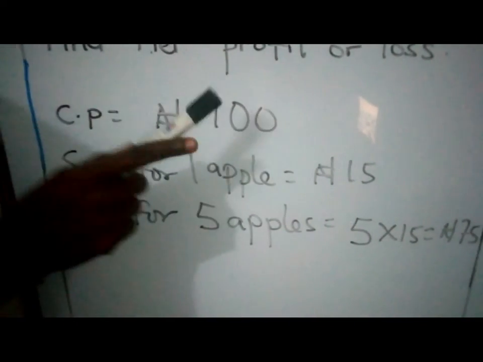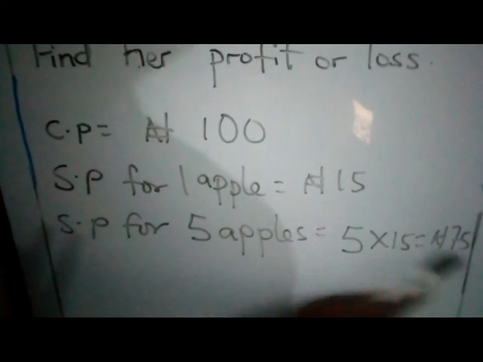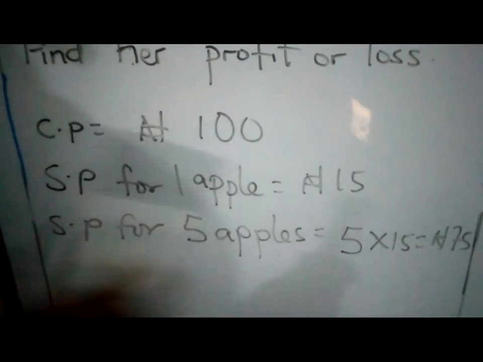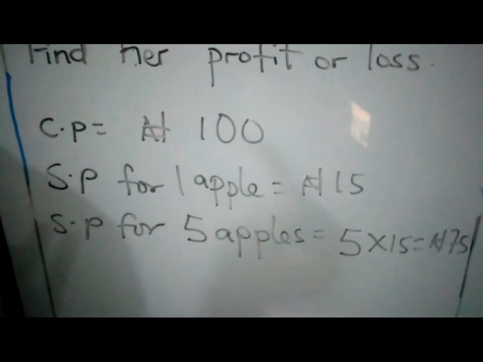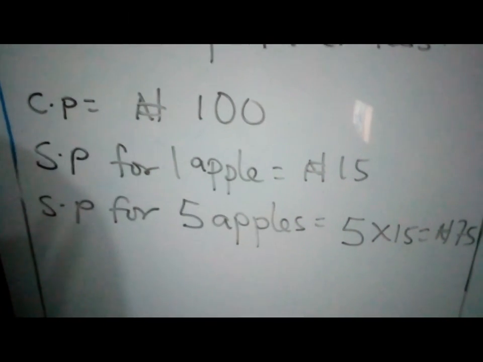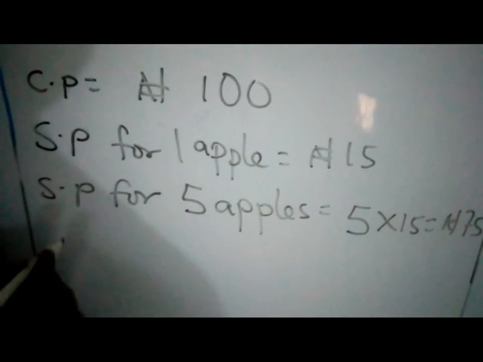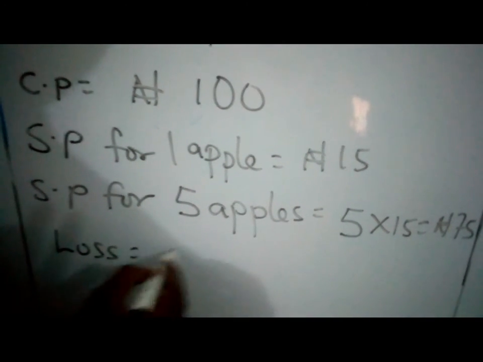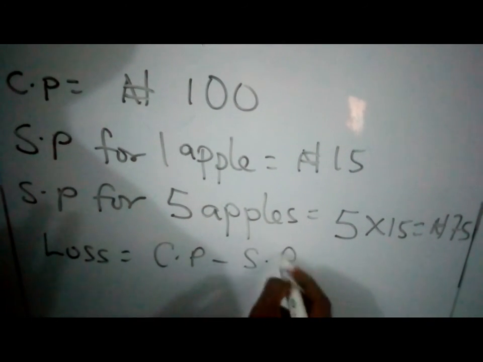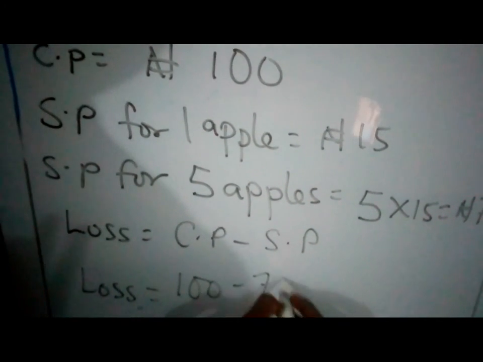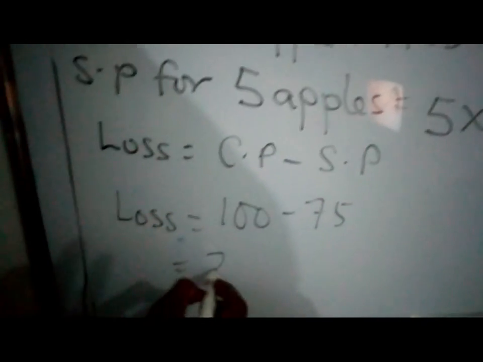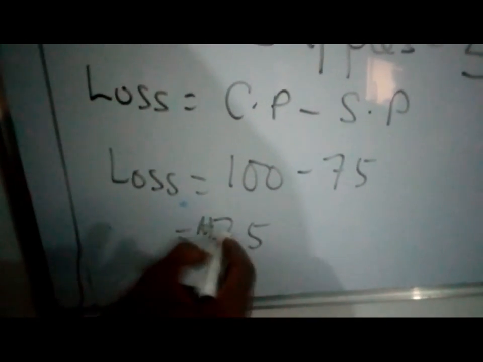So let's compare. Cost price is 100, selling price is 75. Cost price is bigger than selling price, which means there is a loss. You can still remember what I told you in the last class, that once cost price is bigger than selling price, there is a loss. So in this case, there is a loss. So we can confidently say loss is cost price minus selling price. So what do we have? That gives us 100 minus 75. And our answer is 25 naira. So Sandra made a loss of 25 naira.